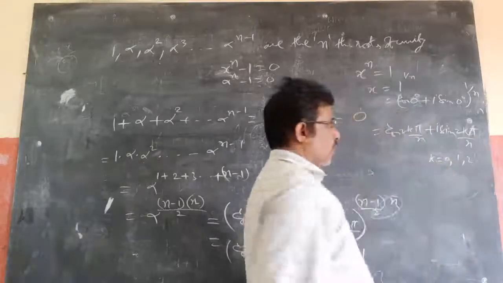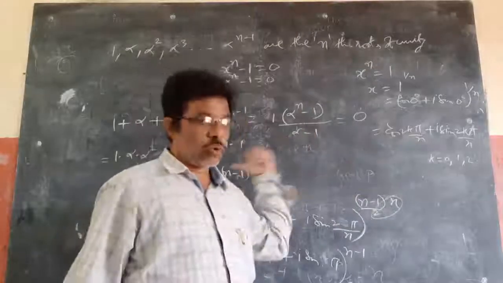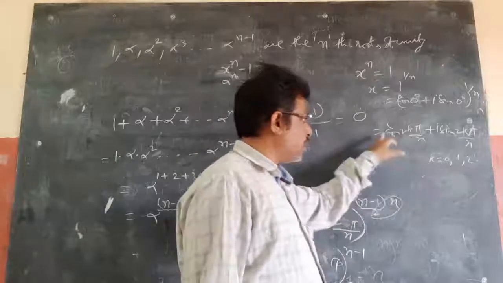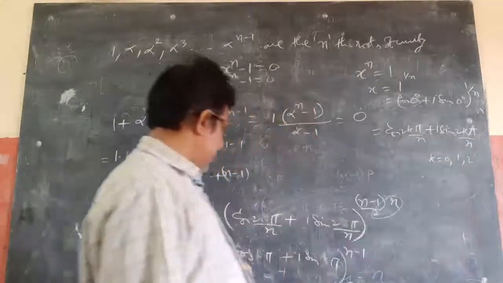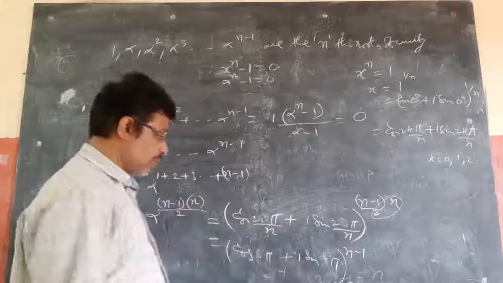If k is 0, then that is 1. If k is 1, that is alpha. K is 2, alpha square. Those are the nth roots of unity we already discussed. So k is 1. Then it becomes 2 pi by n. K is 1, because I am taking alpha value. So this is left out.